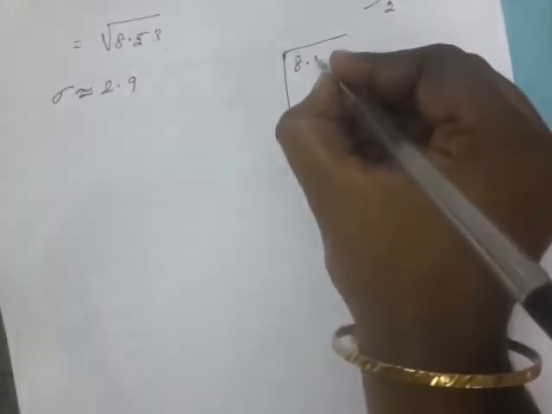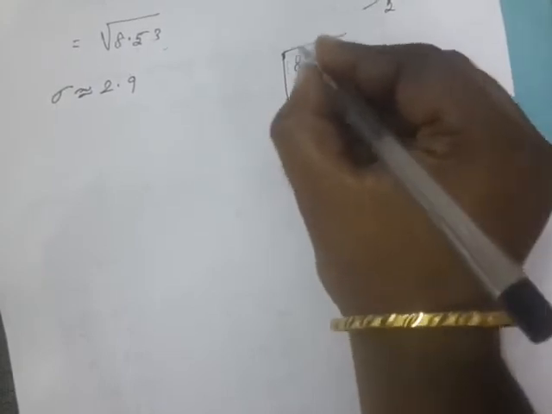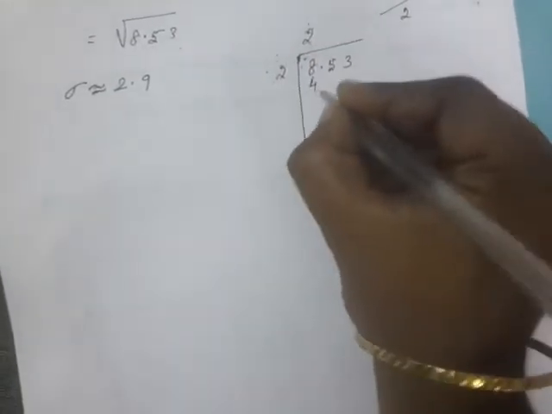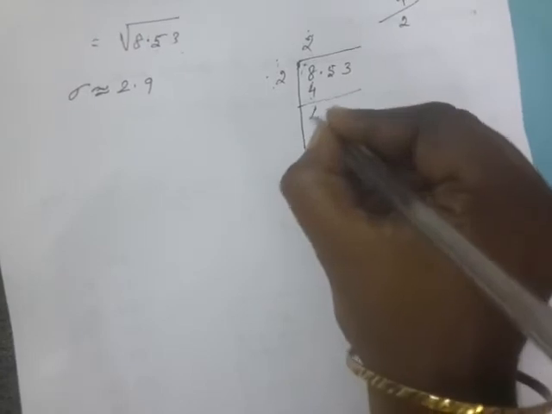So you have to take the root of 8.53. Square root means the long division method. This is the normal division; here you have to use the long division method. 8.53: within the 8, what is the value? 1 1 is 1, 2 2s are 4, 3 3s are 9, more than that. So you have to take 2 2s are 4. So 8 minus 4, 4.